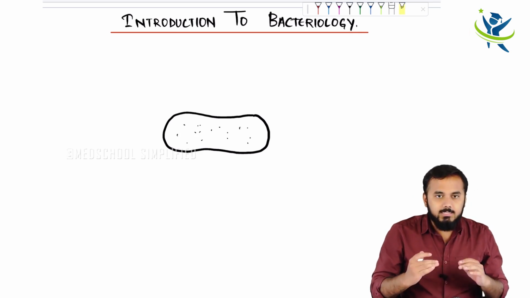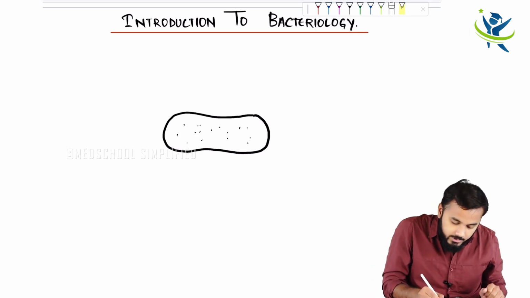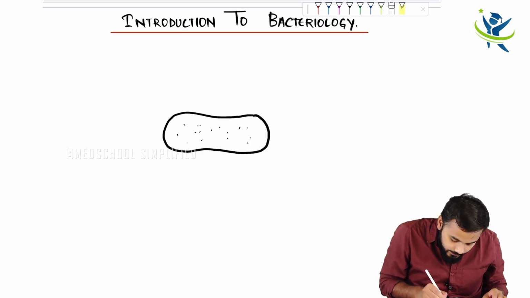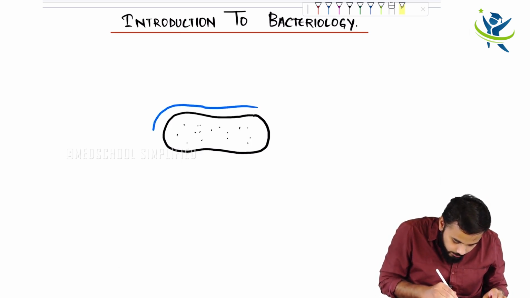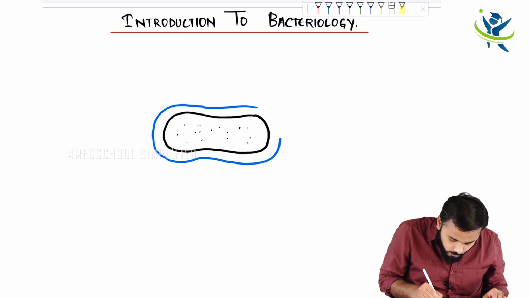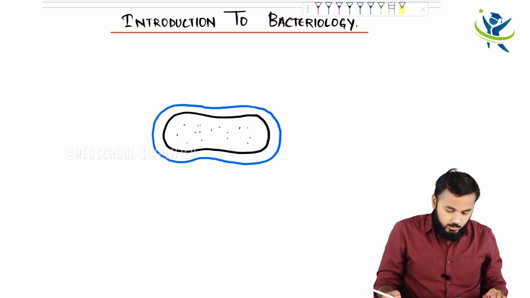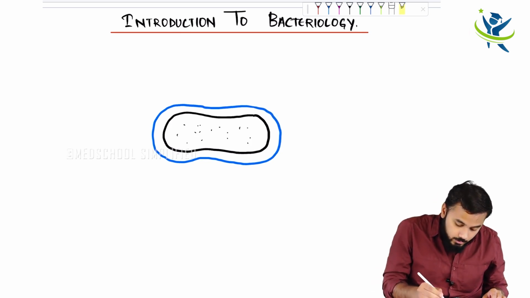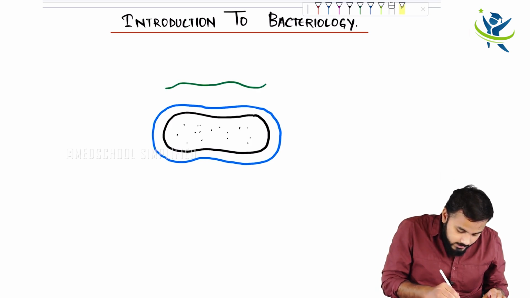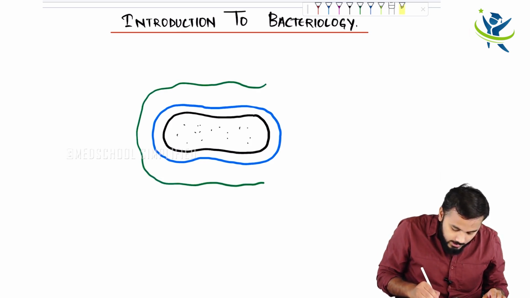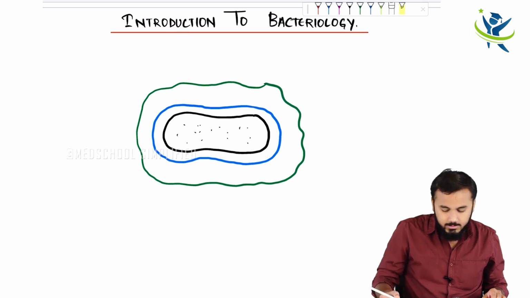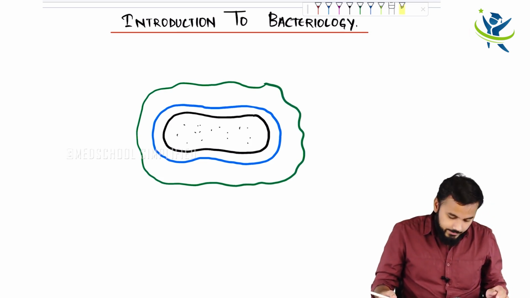So let me draw the things and then later on I'll mention everything, right? Surrounding this, we have a very important thing which I'm drawing in blue. This is called your capsule. Surrounding the capsule, you have what is this? This is called the cell wall of the bacteria, right?